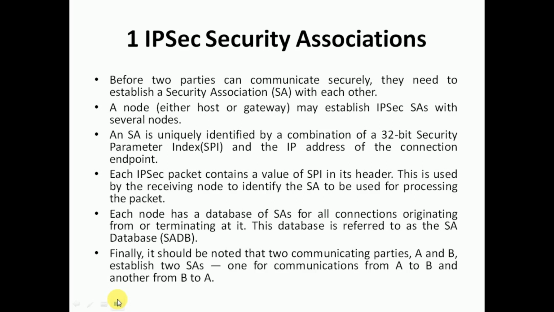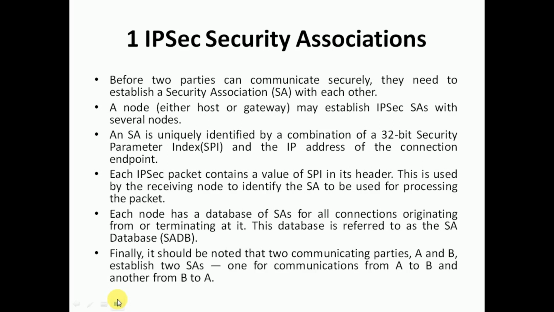An SA is uniquely identified by a combination of a 32-bit security parameter index and the IP address of the connection endpoint. The information in an SA includes lifetime of the association, IPsec mode. It works in two modes. One is the transport and another is the tunnel mode. So that you need to specify. Then cryptographic parameters, the algorithm used for encryption, for computing the integrity check together with the keys.